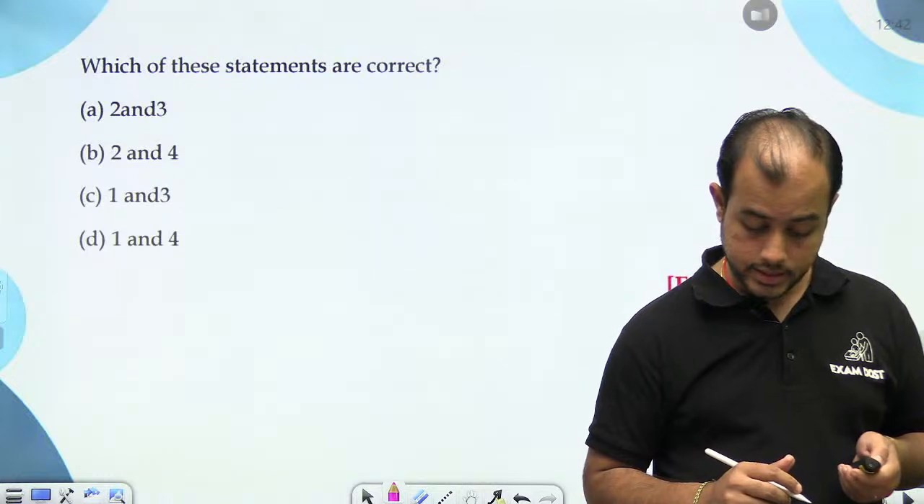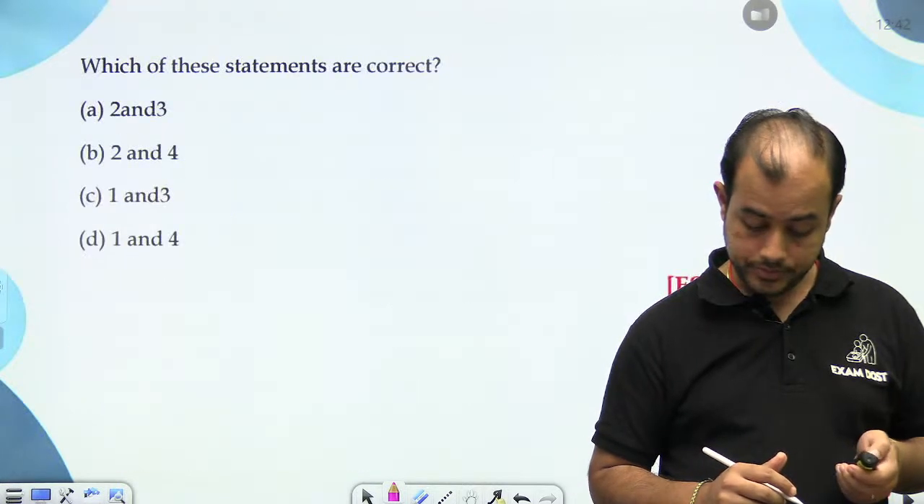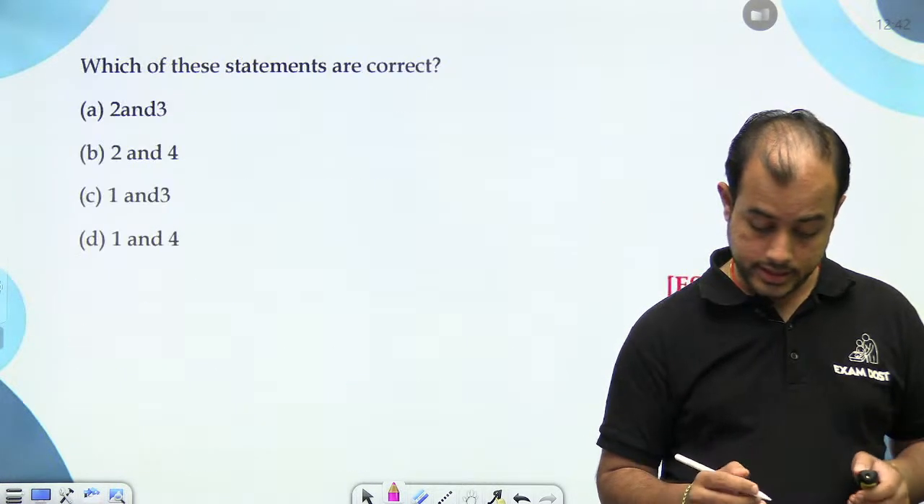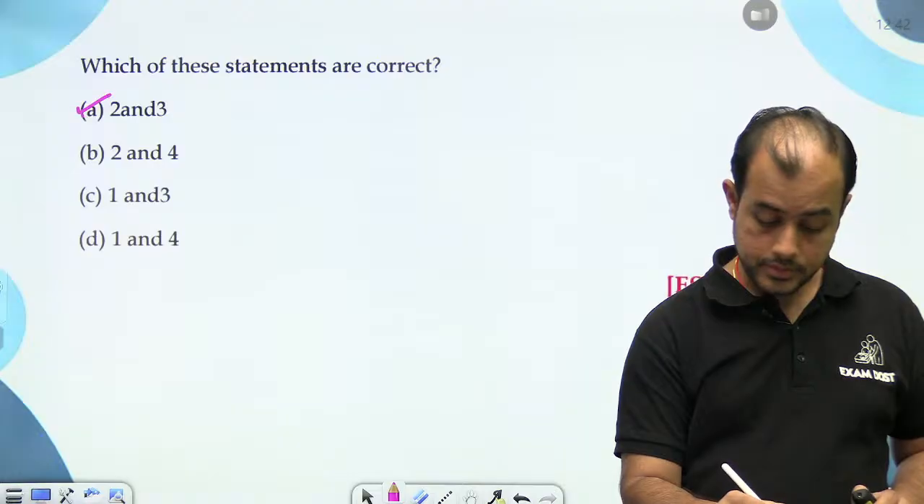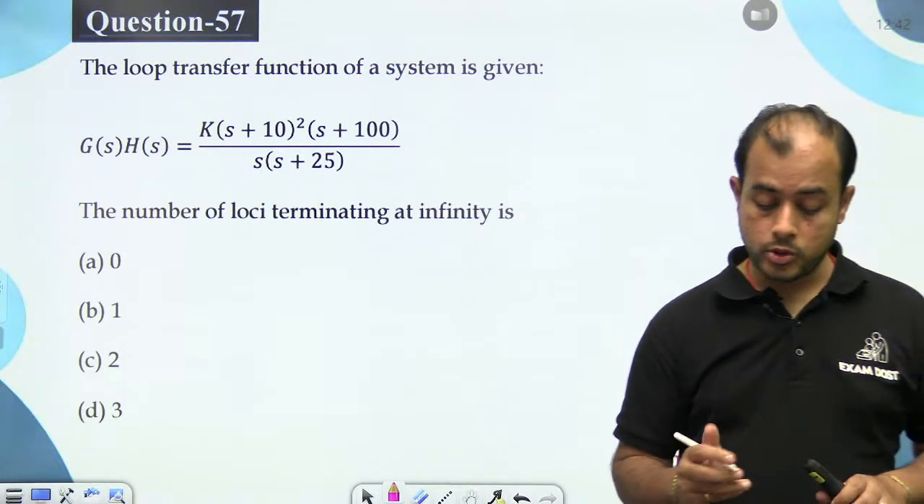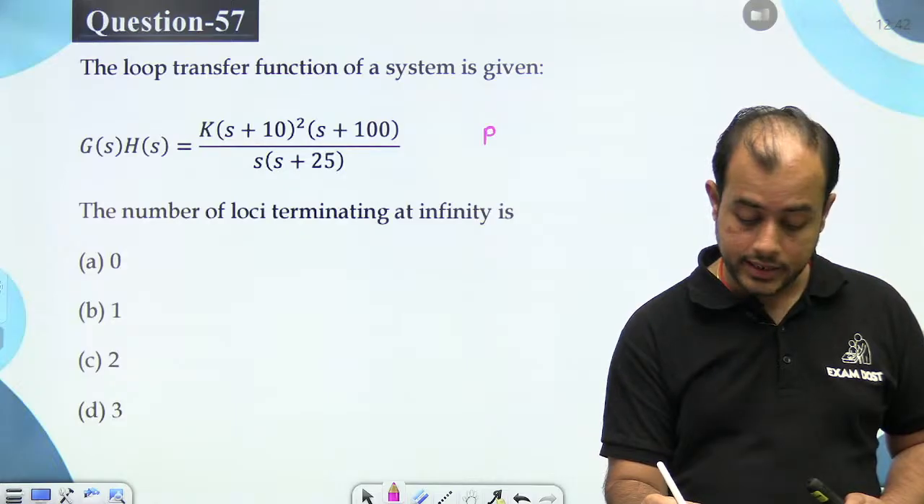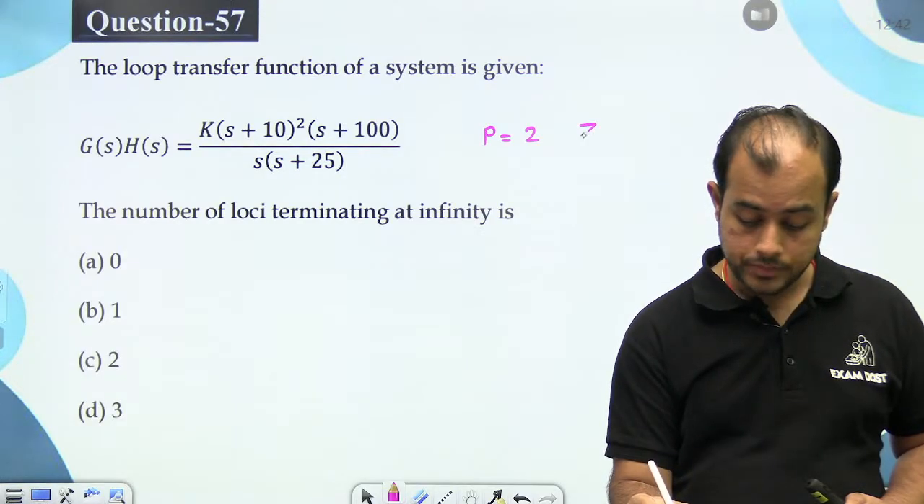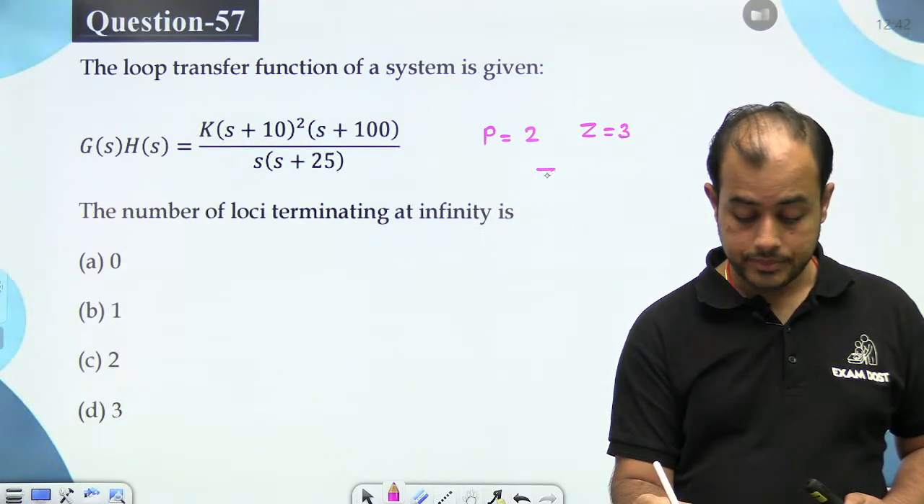तो बेसिकली 2 and 4, 2 and 3 आएगा ये. 2 and 3 नंबरिंग गलत हुई भी है. Number of root loci terminating at infinity. Poles are 2, zeros are 3.